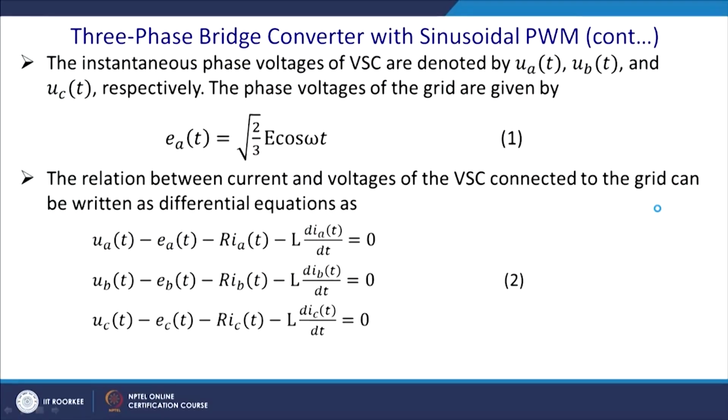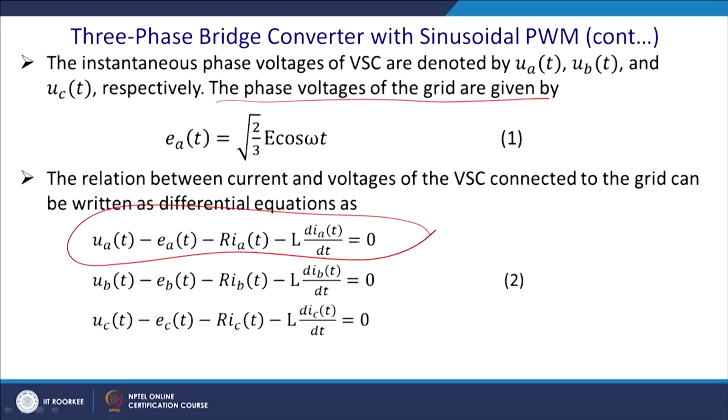So, the instantaneous phase voltages of the VSC are denoted by UA, UB and UC respectively. The phase voltage of the grid is given by, definitely, EA equal to root of 3 by 2 E cos omega t. The relation between the current and the voltage of the VSC connected to the grid in the different phases can be written as: UA minus, that is a back EMF it is generating, thereafter minus IA RA minus L dIA/dt equal to 0. Similarly, for the B as well as the C phase.